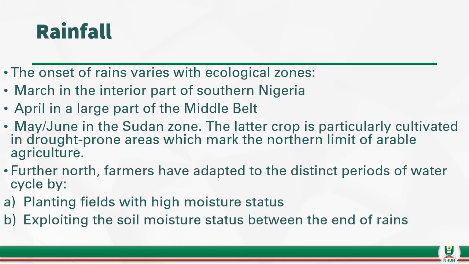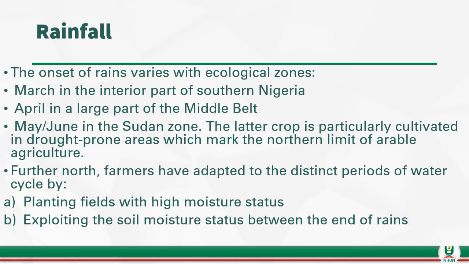And also the onset of rainfall in the ecological zones: in March, that is when the rain begins in the south, and in April rain begins in the middle belt, talking about the Benue side. The southern part of Nigeria, we are talking about Oyo State, Ogun State, moving southward. And rain starts in May, June in the Sahel zone, the drier zones of the country. And the latter crop is particularly cultivated in drought-prone areas, which marks the northern limit.